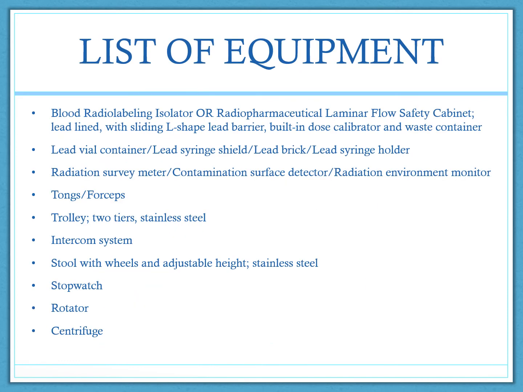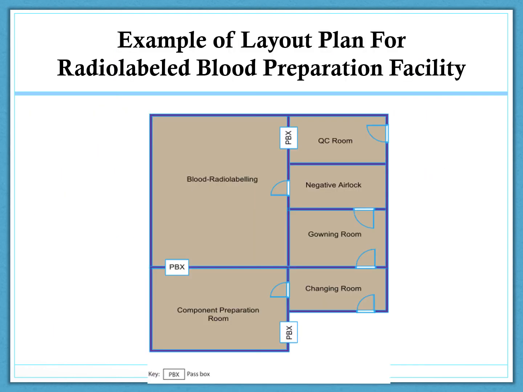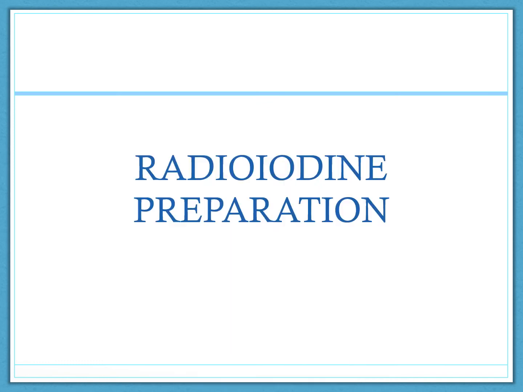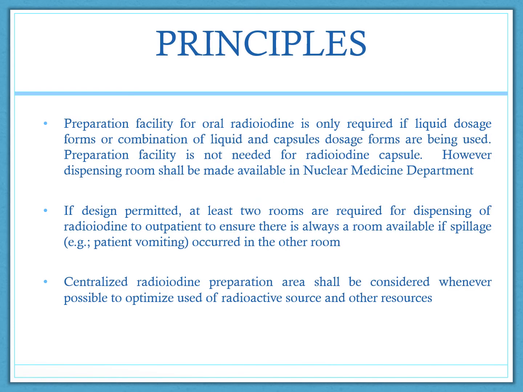So this is the list of equipment that are going to be used inside the blood labeling clean room. And this is an example of the radio label blood preparation facilities. Now we are going to the radioiodine preparation. So this is the principle of radioiodine preparation.